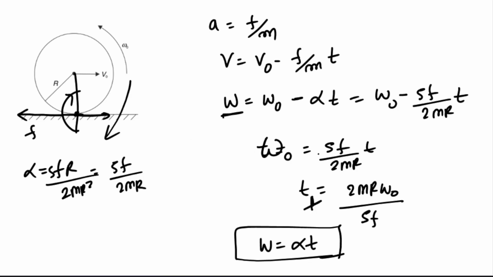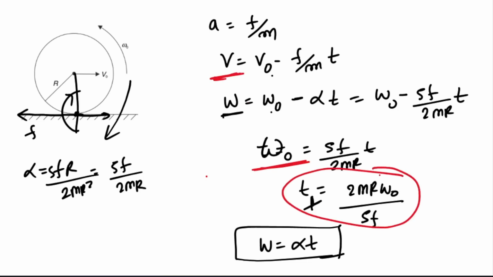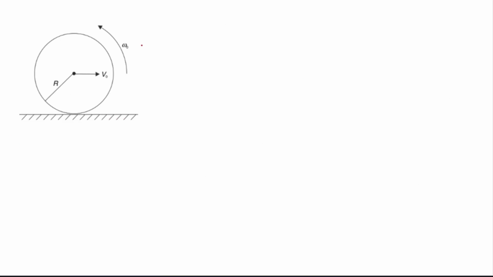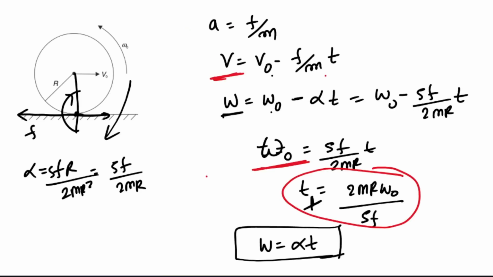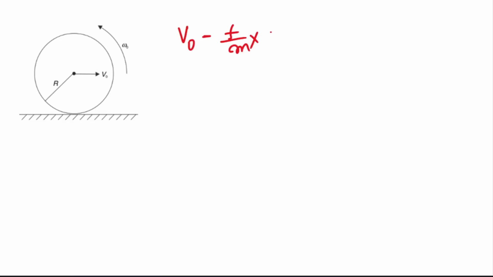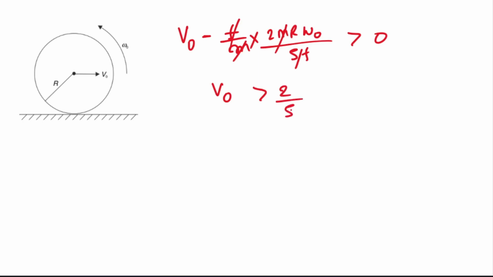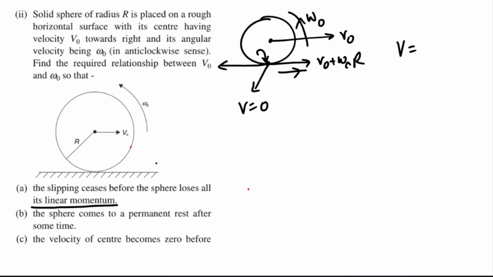Done it. So in order to calculate the relationship between v naught and omega naught, we know that when omega has become zero, at that point velocity is greater than zero, right? So at this time velocity will be greater than zero. So you set the velocity at that time greater than zero: v naught minus f by m into t. What is t? You got t from here. t is 2 m r omega naught by 5f, so 2 m r omega naught by 5f, greater than zero. You can cancel f and m from here, and this is v naught is greater than 2 by 5 omega naught r. This is the relation. Now let us talk about the second case.